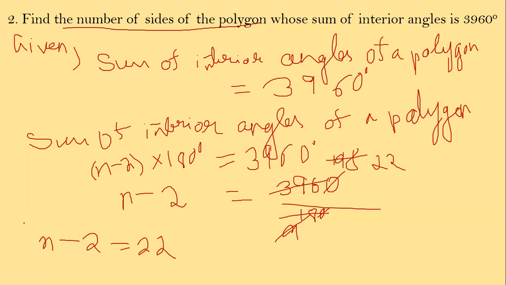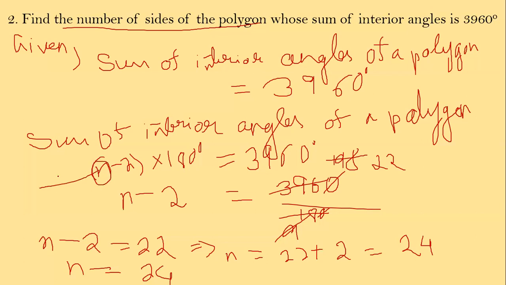Now, what is the value of n? Therefore, n equals 22 plus 2, which is equal to 24. So we can say that n is equal to 24. Now, what is this n in this sum? n is the number of sides of the polygon.